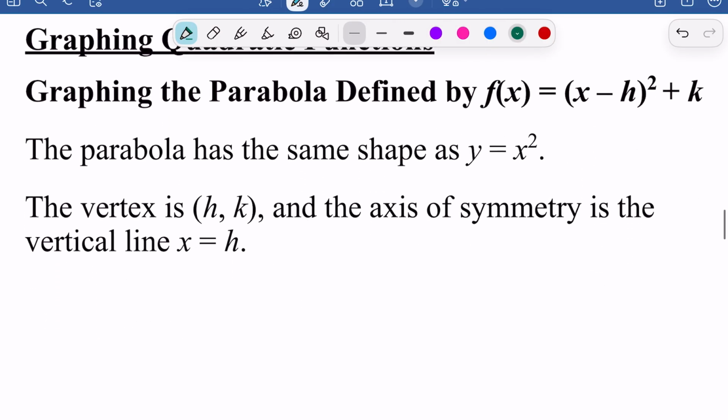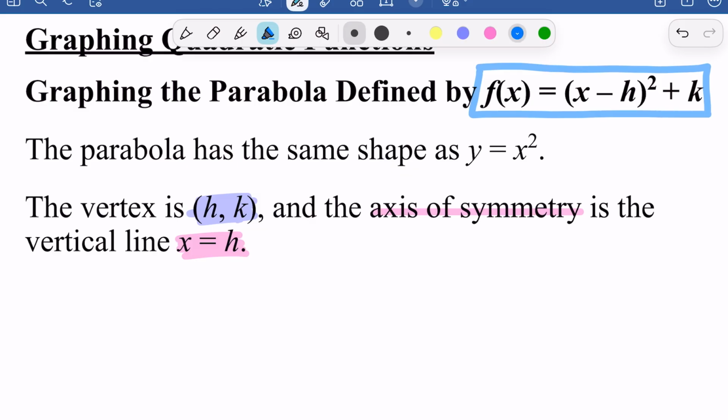So what if both things happen? What if I have a k and an h value? Then the parabola is still going to have the same shape as y equals x squared. The vertex, when we put those two things together, is going to be (h, k). The axis of symmetry is going to be x equals h. So this formula is very important, the form of this function. Make sure you have that written down.